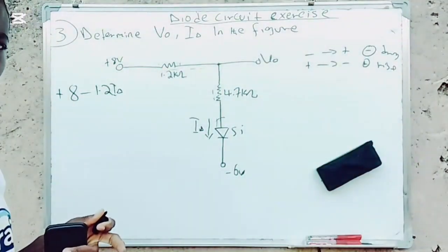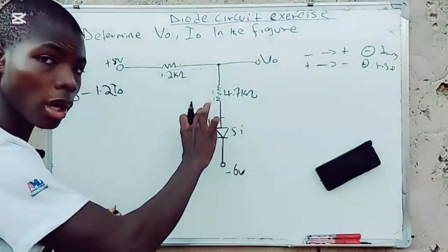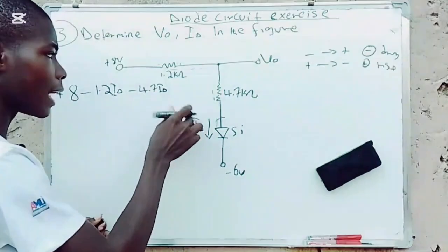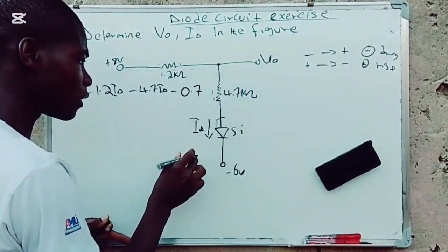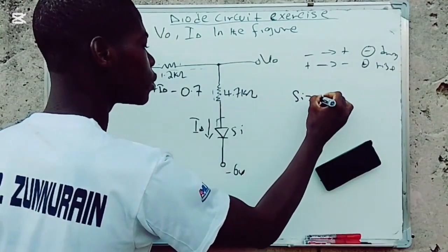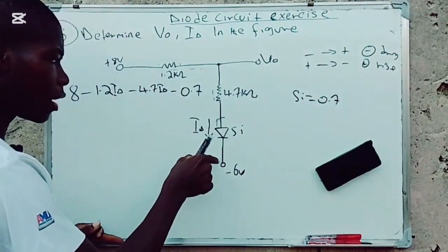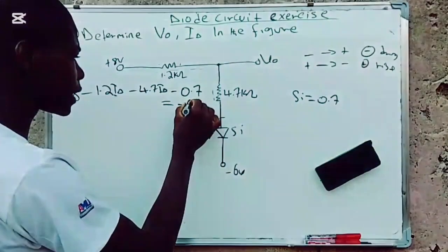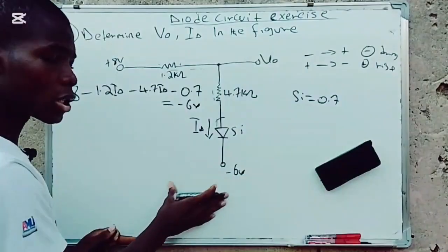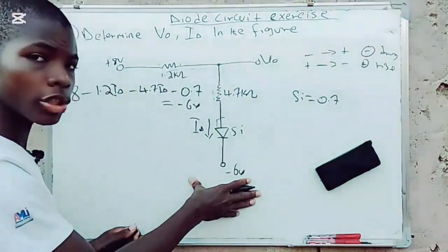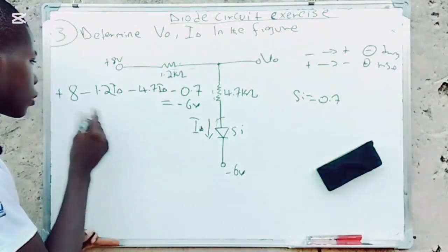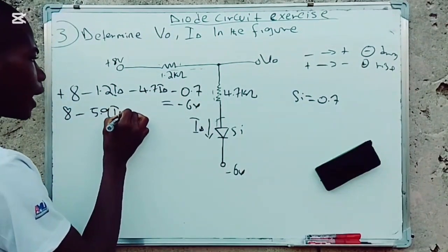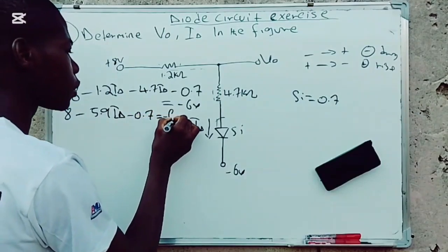because each resistance will have its current. We are looking for the ID, so I say minus 4.7 ID, and minus 0.7, which is the silicon diode drop. This should now be equal to negative 6, the source to ground, which is given as its voltage. So 8 minus 5.9 ID minus 0.7 should now be equal to minus 6.